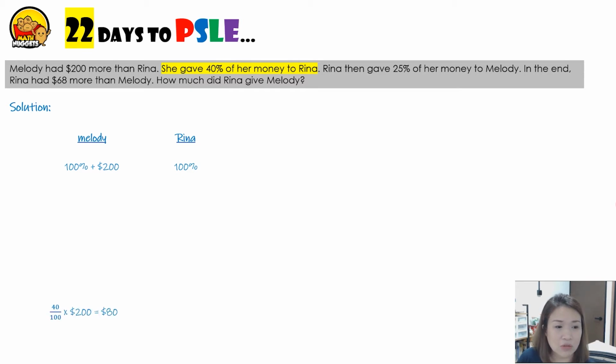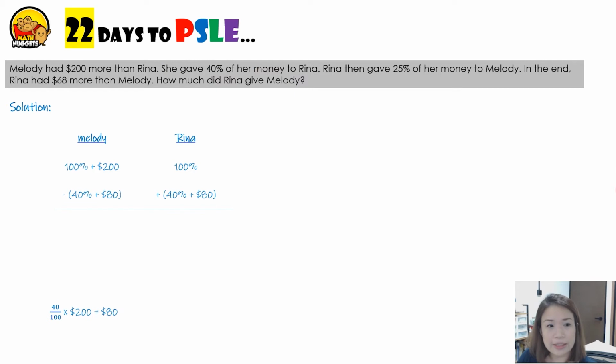So 40% of Melody of the $200 will be $80. So we're going to have to take that away from Melody. So Melody loses 40% plus another 40% of that $200, which is $80. This whole chunk goes over to Rena. Okay, so over at Rena's side, we're going to plus 40% and $80.